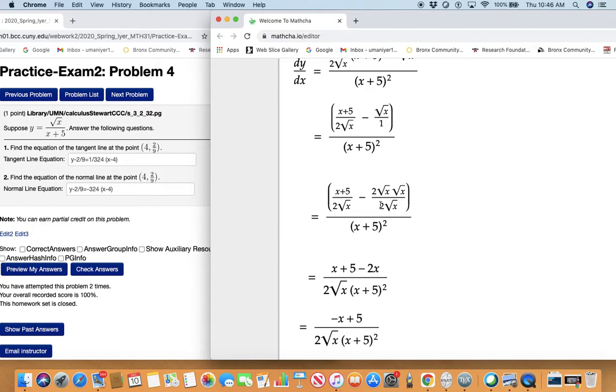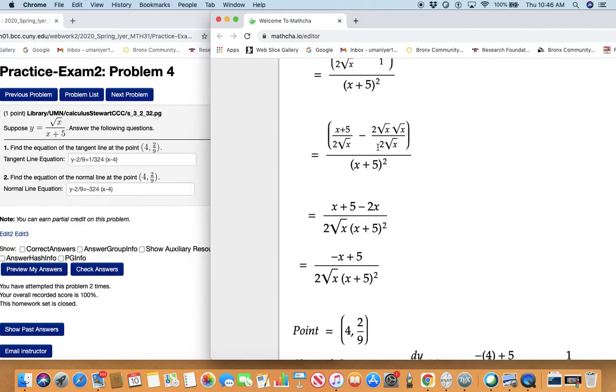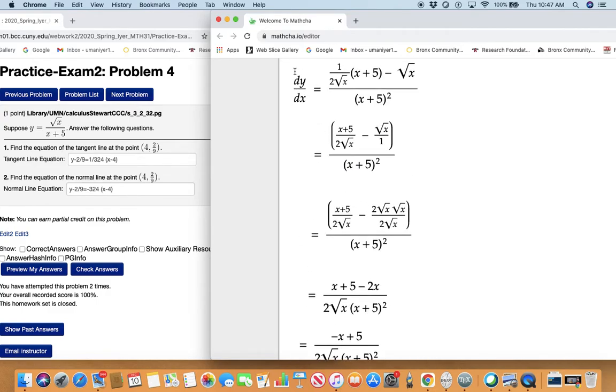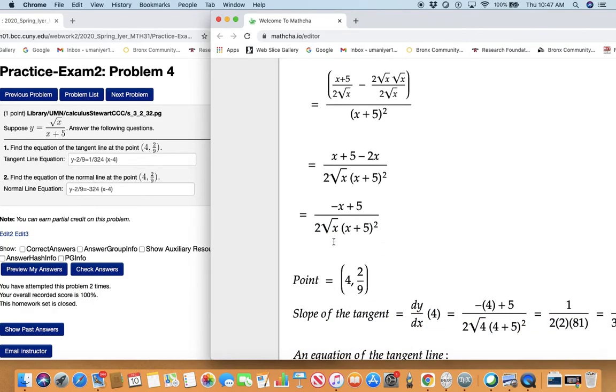Common denominator. Okay, we need to multiply the second fraction by 2 square root x, numerator and denominator. Combine x plus 5 minus 2 times, that gives me an x. And this becomes part of my denominator. Simplifying further, I get negative x plus 5 for the numerator and all of this for the denominator. That is simply dy dx. Okay, that's an expression for dy dx.